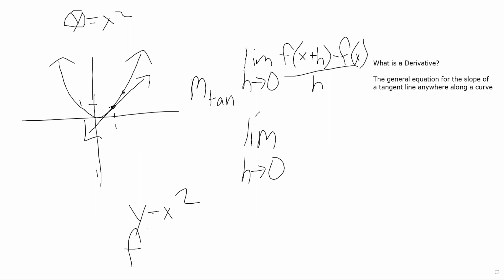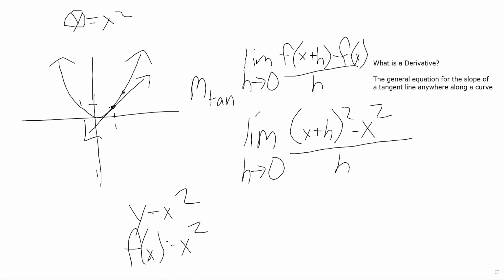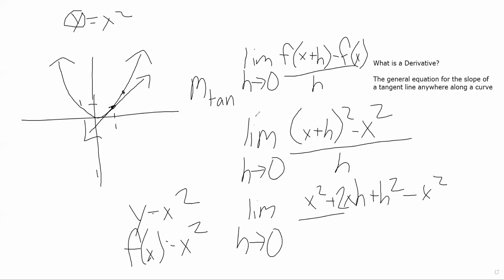That can be rewritten as f of x equals x squared. Remember, because y equals f of x. So instead of just plugging in x squared though, instead of x, you're going to have x plus h. So you're going to have x plus h squared minus, remember f of x is x squared. So it's going to be x plus h squared minus x squared over h. So then we can FOIL out the x plus h, and we get the limit as h approaches 0 for x squared plus 2xh plus h squared minus x squared over h.